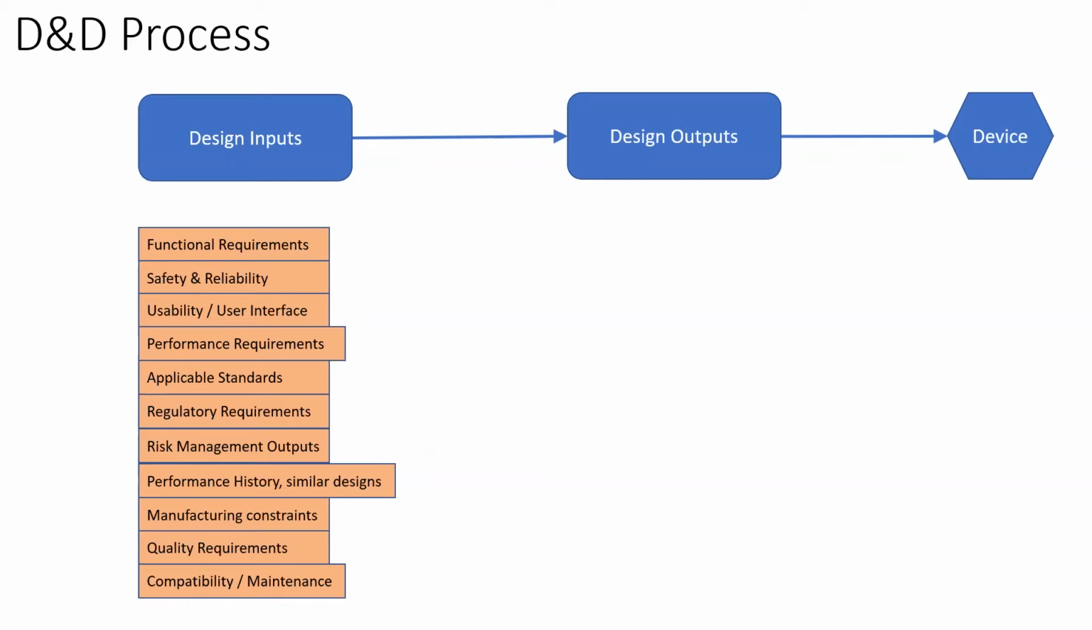What are all the possible things that could go wrong? So that is the process of defining risk. And the output of risk management could be certain risks which have to be covered in the design process, and that therefore a risk management output becomes a design input. So performance history of similar designs, manufacturing requirements, quality requirements, all of this would be design inputs.